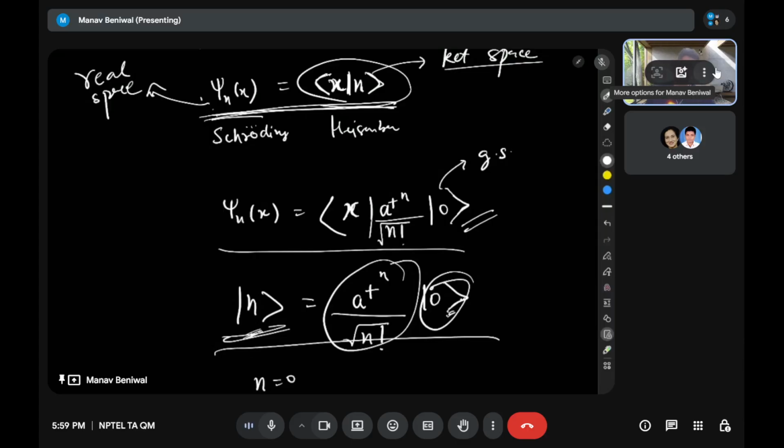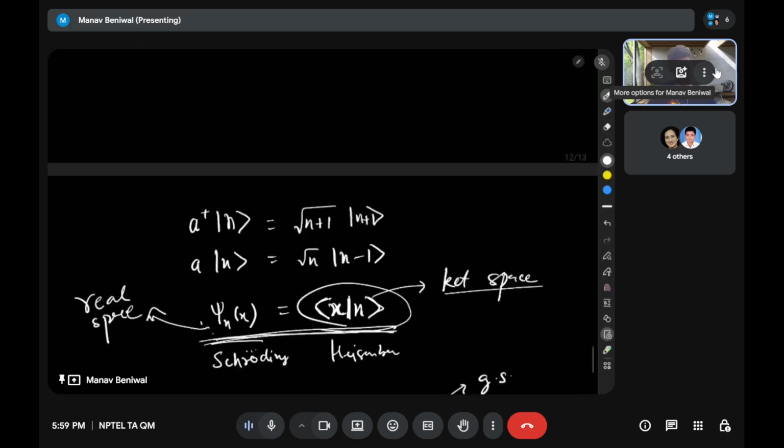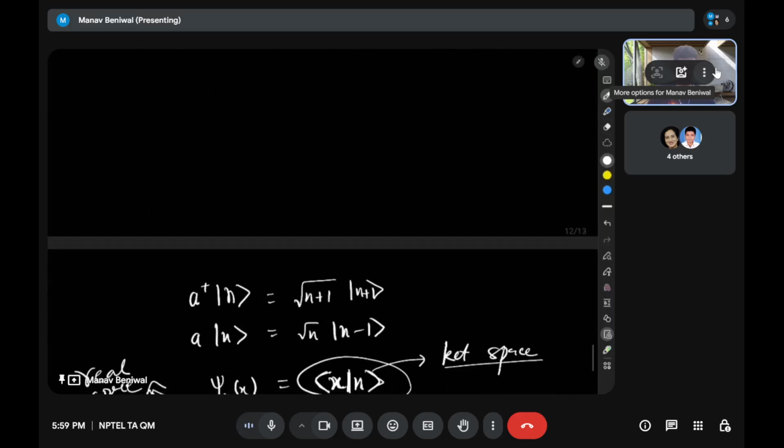So this one I'll discuss in the next class. I don't recall as of now how to find the eigenstate of these ladder operators.